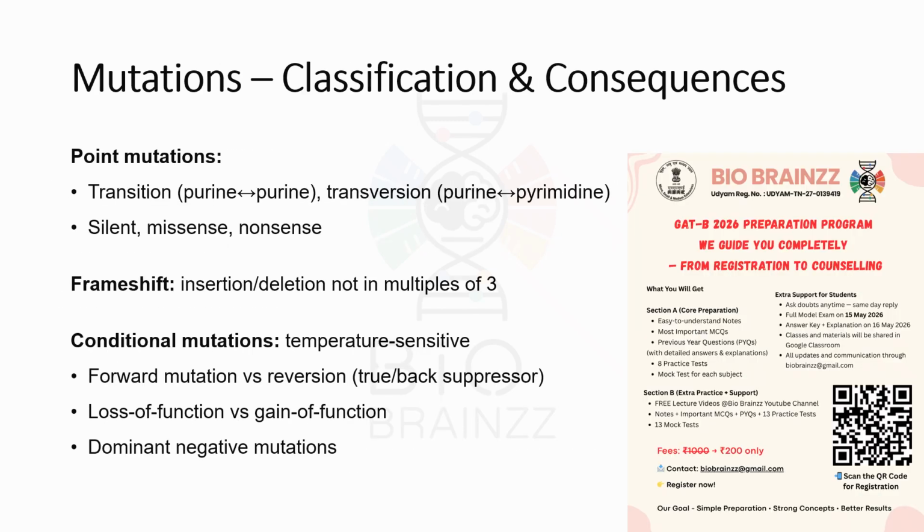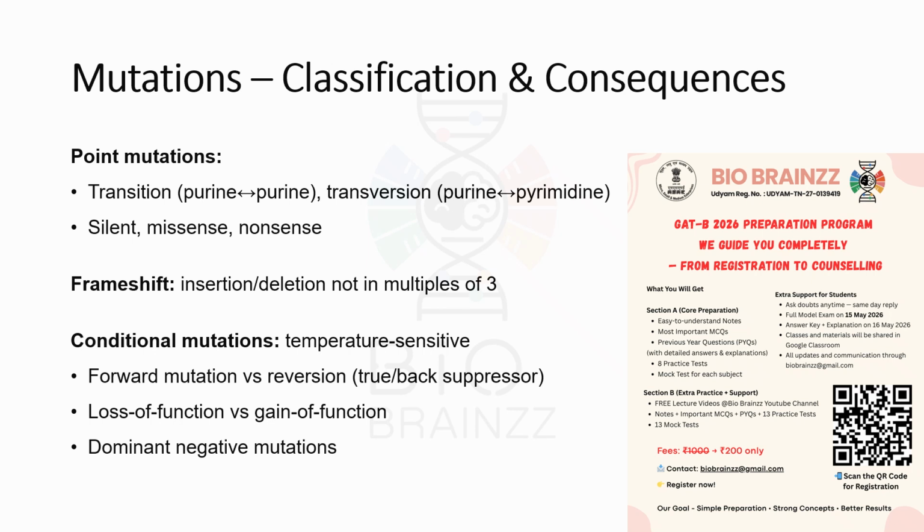Mutations, classification and consequences. Mutations are changes in DNA sequence and can be classified into different types. Point mutations include transition and transversion, and based on effect they can be silent, missense, or nonsense. Frameshift mutations can occur due to insertion or deletion and are usually more severe. There are also concepts like forward mutation and reversion, where a mutation either occurs or gets reversed.